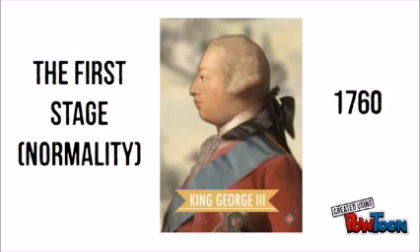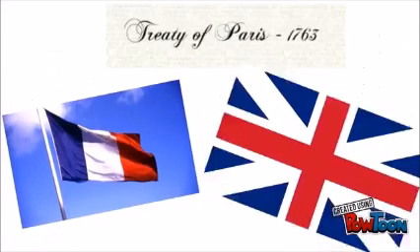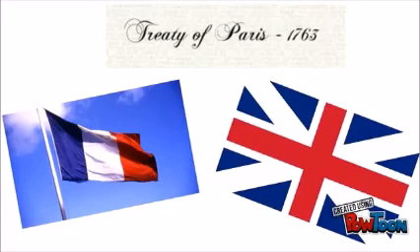It all starts with the first stage, normality. King George III ascended to the throne of England in 1760. In 1763, the Seven Years' War, which was a conflict between the British and the French over the territory in North America, came to an end with the British victory and the expulsion of the French in North America. To make it official, France and England signed the Treaty of Paris.